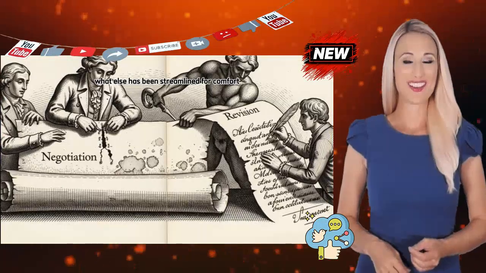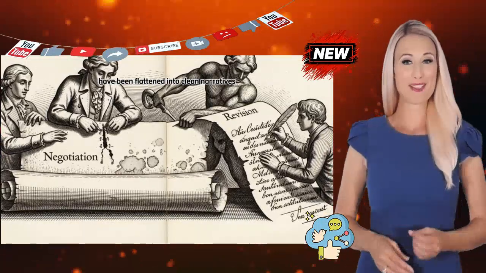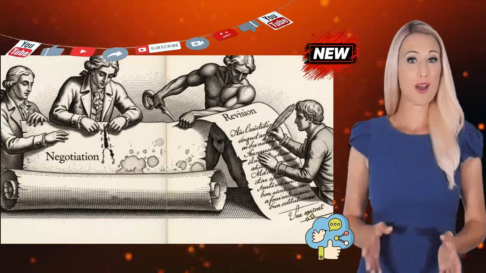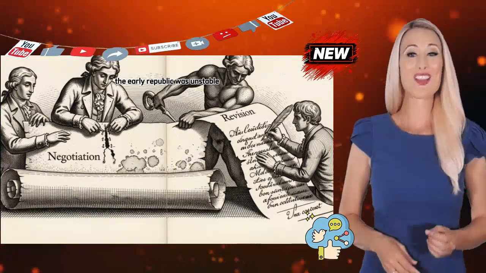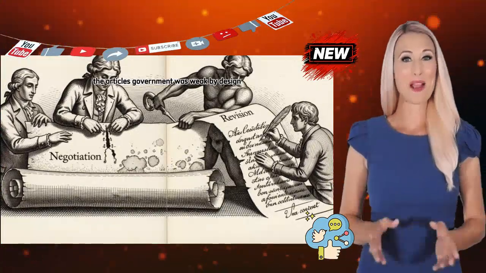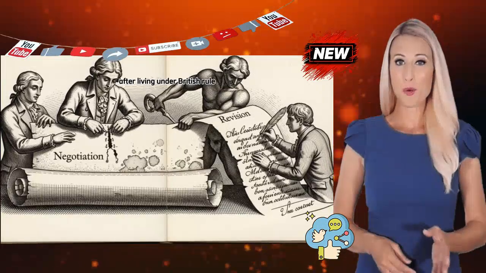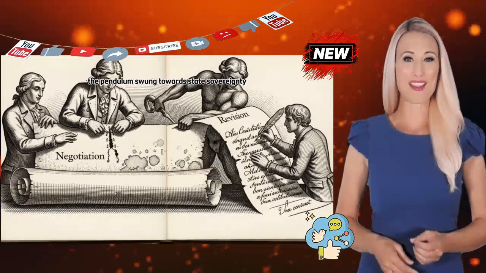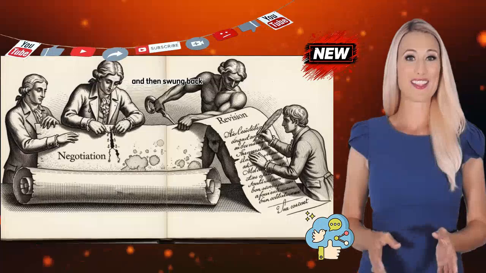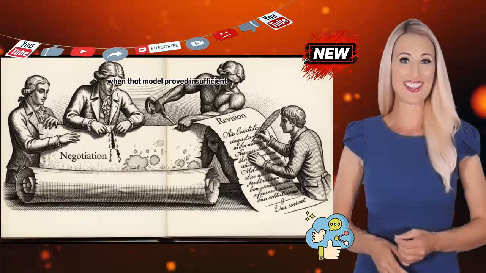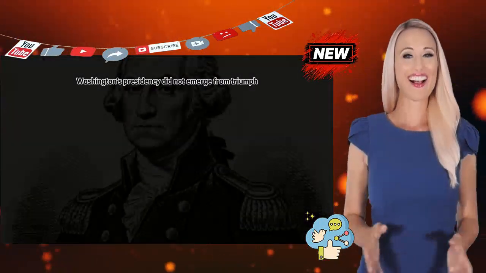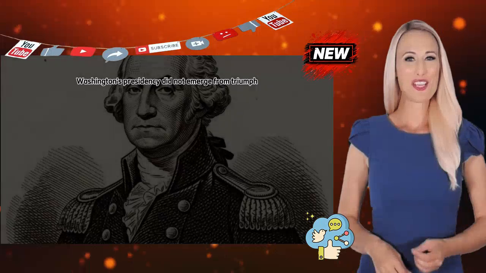The early republic was unstable. The Articles government was weak by design. Many Americans feared centralized authority after living under British rule. The pendulum swung towards state sovereignty, and then swung back when that model proved insufficient. Washington's presidency did not emerge from triumph alone. It emerged from failure. Understanding Hanson's role forces us to confront that failure.